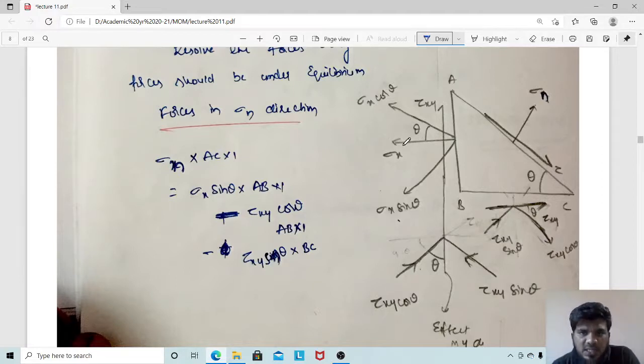Take sigma x, tan theta is nothing, sigma x cos theta, sigma x sin theta. Done with this, clear with this. Now see the direction of tau. Tau is traveling above. Now this tau is also having two components. So first of all, try to resolve this tau, which is traveling above.